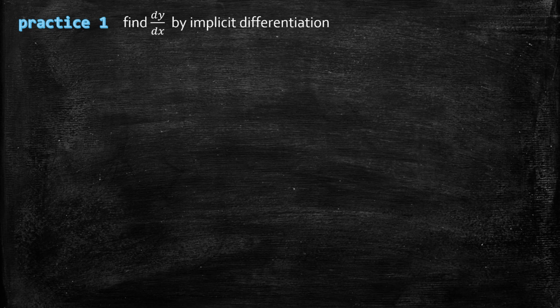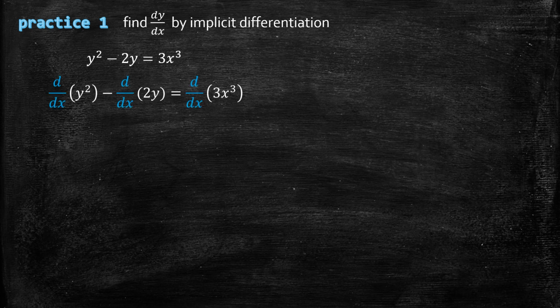So let's have a little practice finding dy by dx by implicit differentiation. Here's a relation. And we're going to remember d by dx is an operator, so we'll take d by dx of both sides, the derivative of both sides, and I'm actually going to split up the terms so we can take one term at a time. So the derivative with respect to x of y squared is going to be 2 times that quantity times the derivative of y with respect to x, minus, by the same reasoning, the derivative of 2 times something is just 2, because that's a constant.